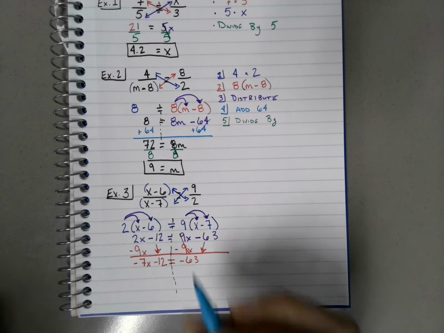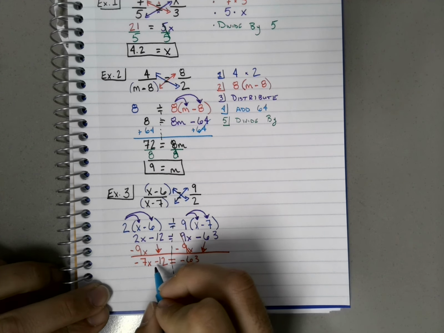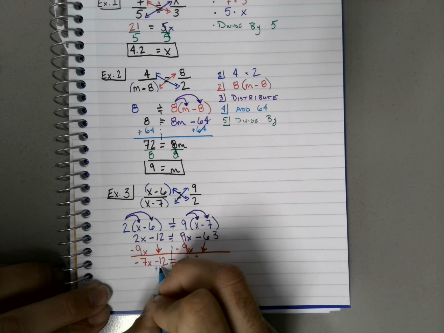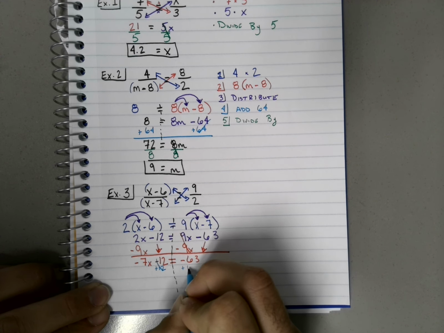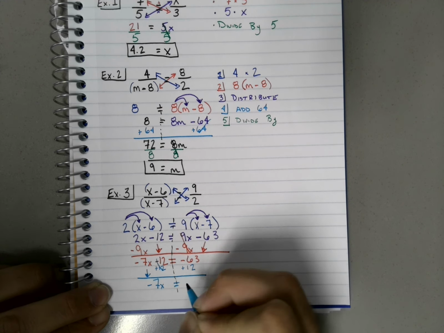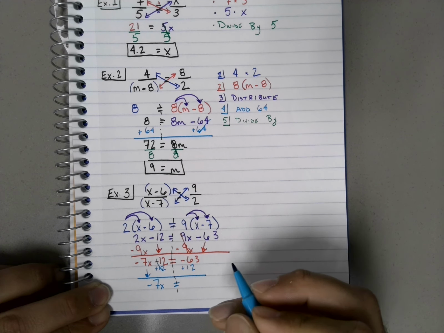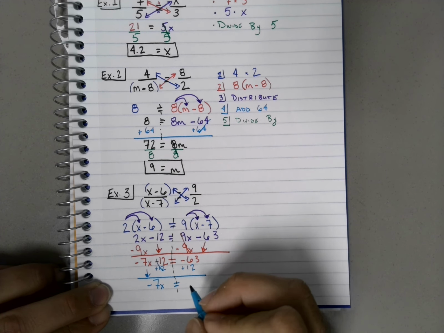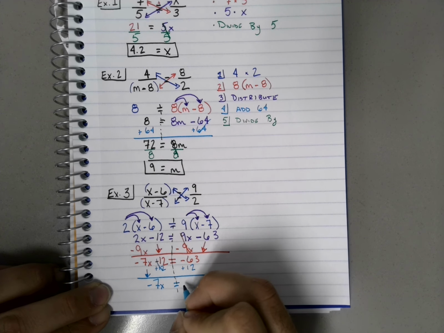Next, two-step equation. We get rid of our addition and subtraction first. So I add 12, and what I do to one side, I do to the other. Drop down my negative 7x equals negative 63 plus 12 will give me, anybody, negative 51.